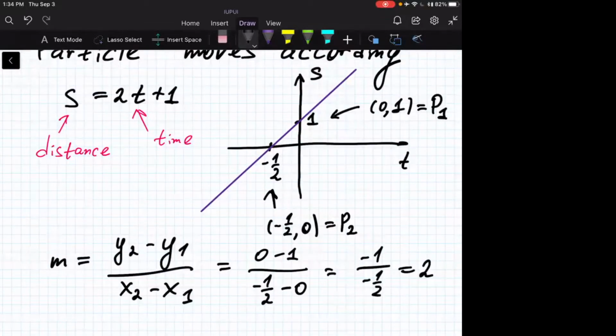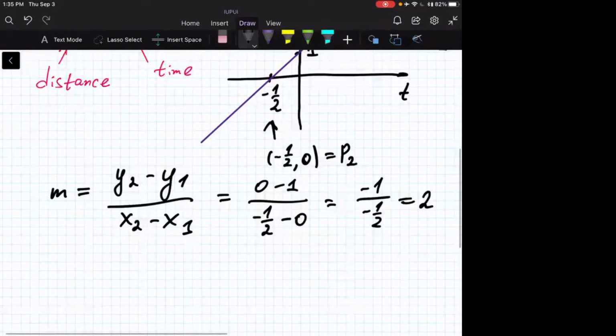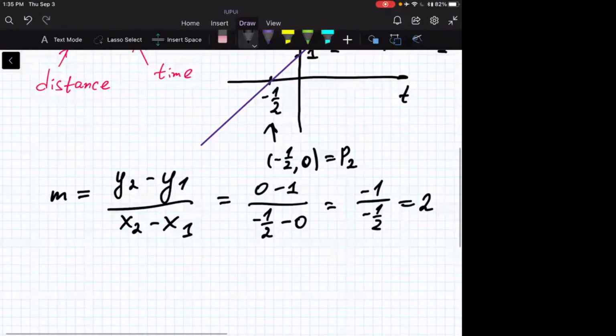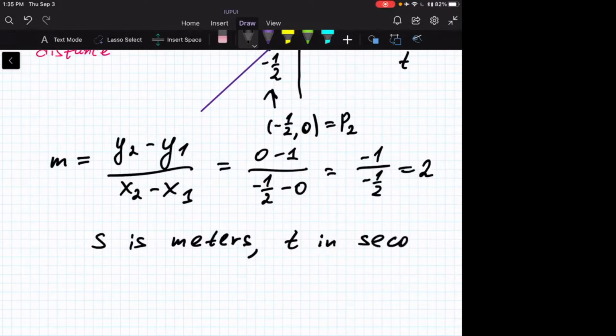We know that the graph has some physical interpretation. It shows if you choose the time, you can find the distance that the particle has traveled. But what about the slope? Does it have any physical interpretation? It turns out that yes, because suppose we measure our distance in meters and our time in seconds.